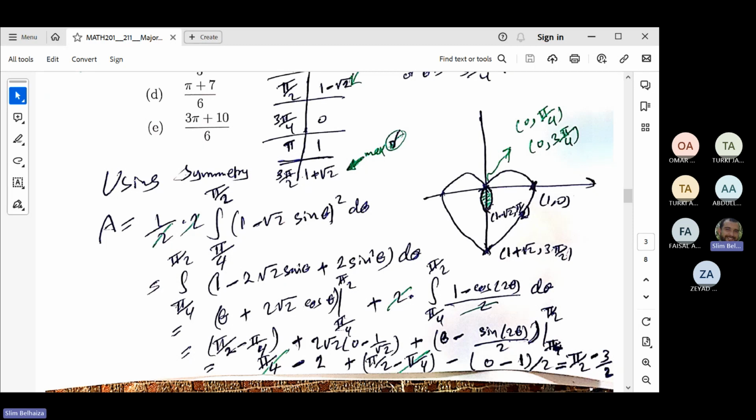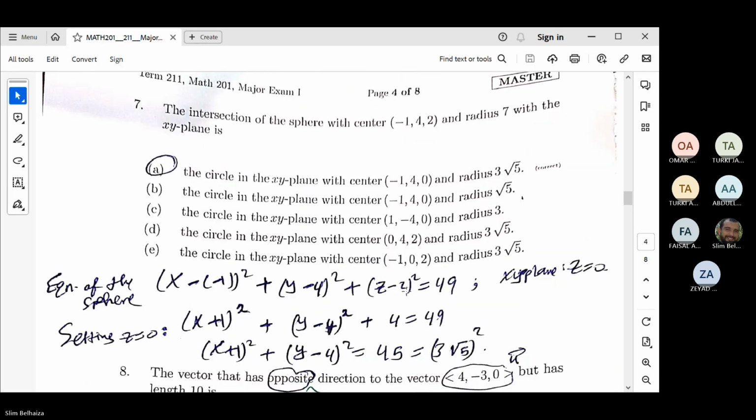Okay. So next one, that's question 7. That's no longer part of the major one. So here you see we're talking about a plane, because the question is about the intersection of a sphere with radius 7 with the xy plane. We can solve it, there's no issue.